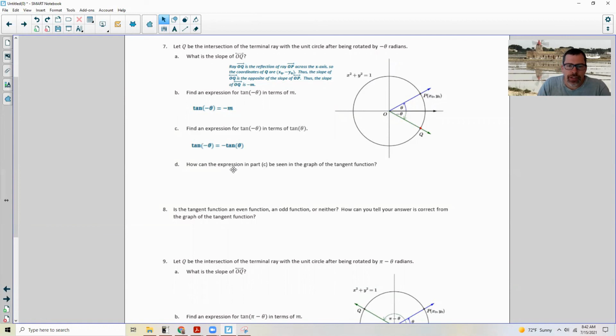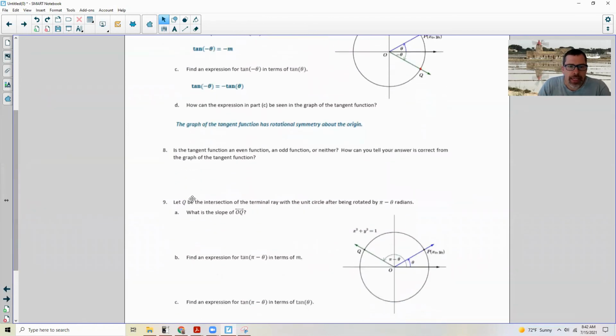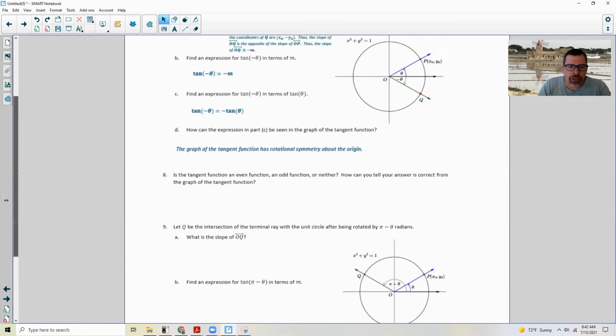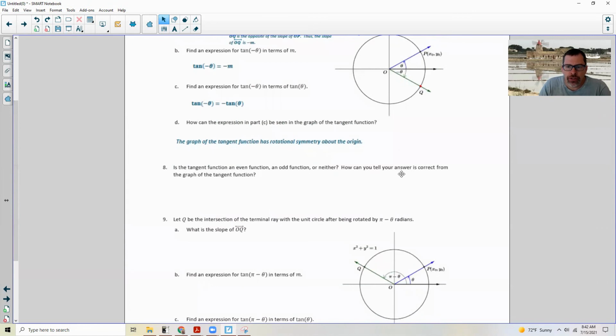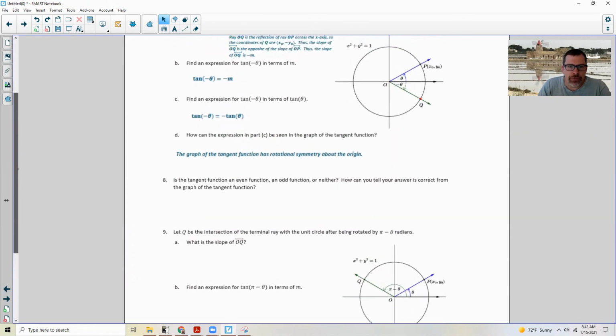D says, how can the expression in part C be seen in the graph of the tangent function? Okay, well, the graph of the tangent function has rotational symmetry about the origin. Okay, so it's symmetric and rotated. 8, is the tangent function an even function, an odd function, or neither? How can you tell? Justify your answer from the graph of the tangent function.